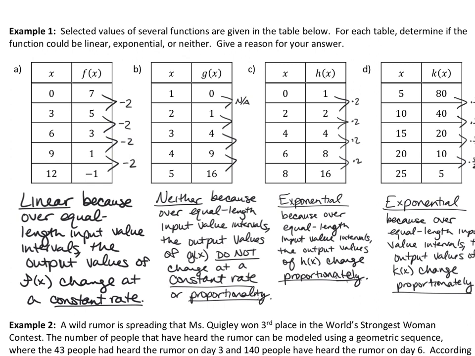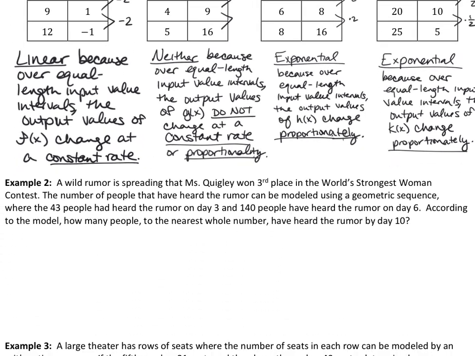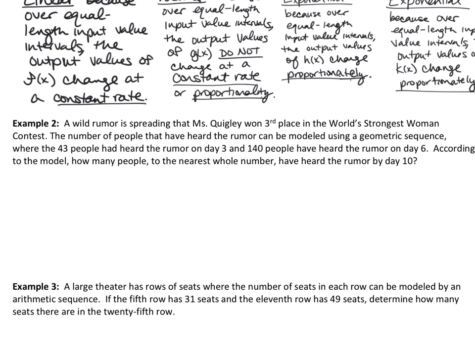Let's go to example two. In example two, it says, a wild rumor is spreading that Miss Quigley won the third place world's strongest woman contest. I wonder who tried to start that rumor. Oh, could it be me? The number of people who have heard the rumor can be modeled using a geometric sequence, where 43 people had heard the rumor on day three and 140 people have heard the rumor on day six. Really not spreading very fast. Thought it would take off, whatever. According to the model, how many people to the nearest whole number have heard the rumor by day 10?